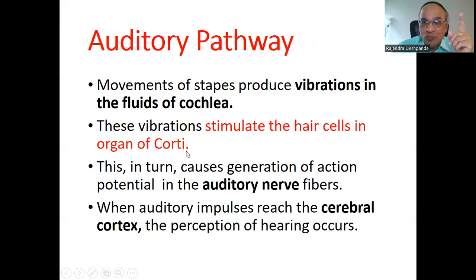This is again MCQ. The organ of Corti is the main part in the process of hearing. Remember this, organ of Corti. This name is for MCQ purposes. This, in turn, causes the generation of action potentials in the auditory nerve fibers. When auditory impulses reach the cerebral cortex, as I have mentioned here, areas 21, 22, 41, 42.